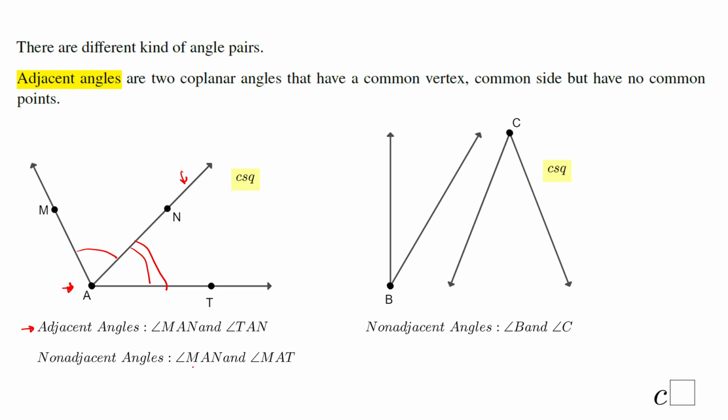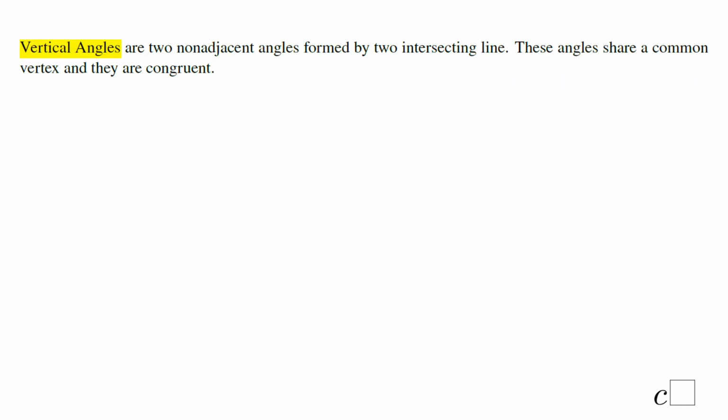Non-adjacent angles, I said here, MAN, this big angle, and MAD, the big angle, right? They have something in common, which is the angle MAN. Also, you have another example here of non-adjacent angles. These don't have the same vertex. Vertical angles are non-adjacent angles.